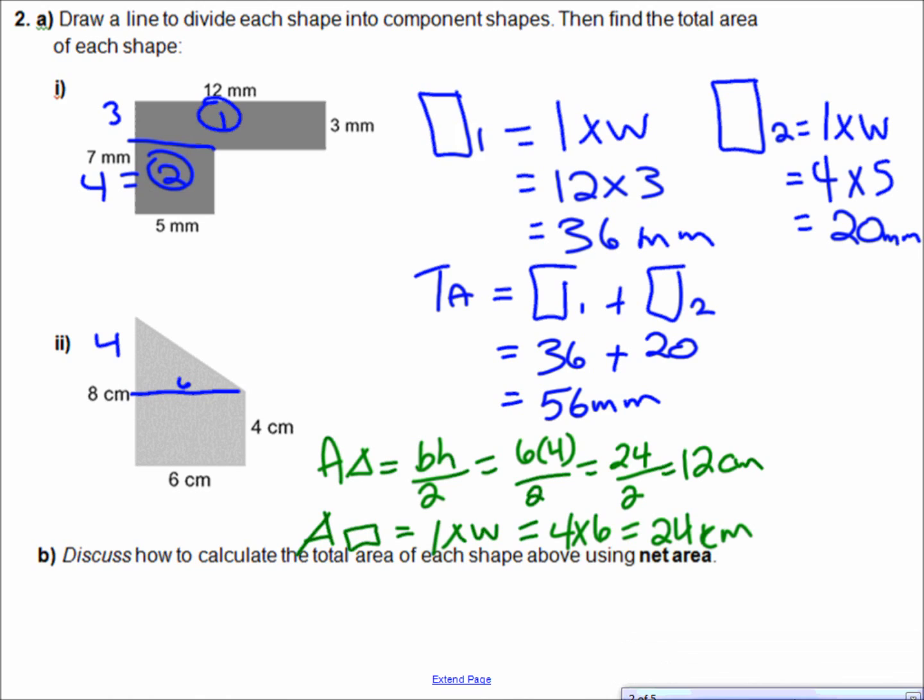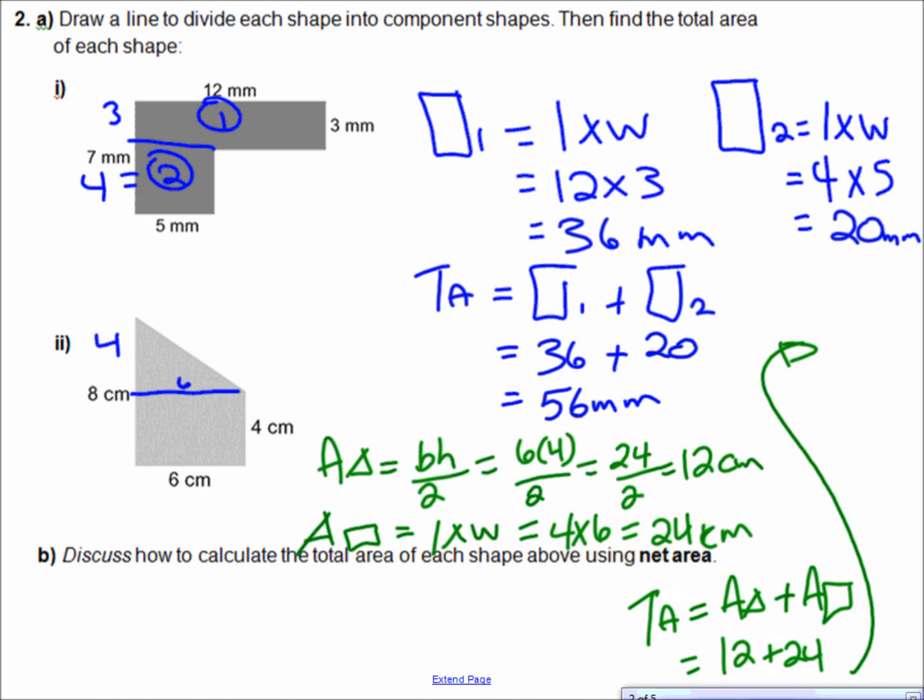Okay. And then total area is area of the triangle plus area of the rectangle, which is 12 plus 24. And of course yours would be way neater than mine is, but I have no space. 36 centimeters. Oh, sorry, you guys are telling me squared area. I dropped my squared. All units, when I'm calculating area, are squared.